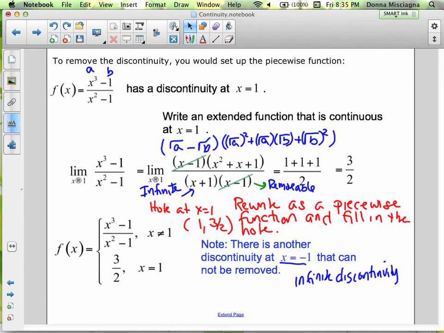So I'm going to stop here, and I have some problems for you to do. Do your best to figure out, you're looking for where the removable discontinuities are, and let's see how you do with those, and then I'll go over them. So just do your best, and so bye for now.